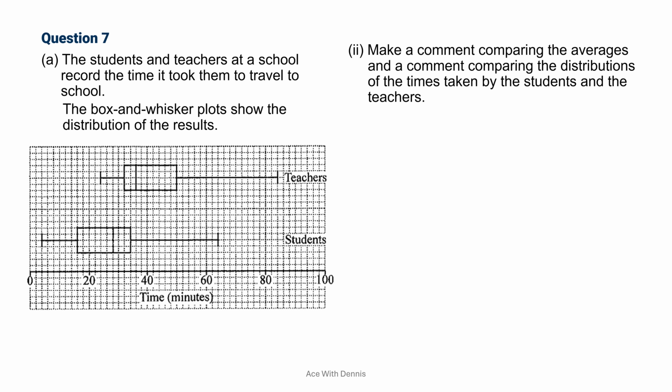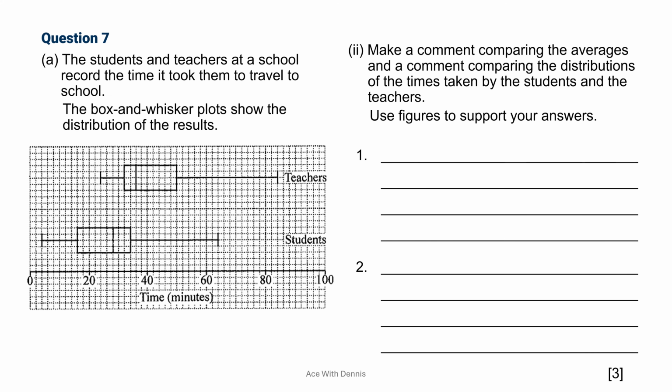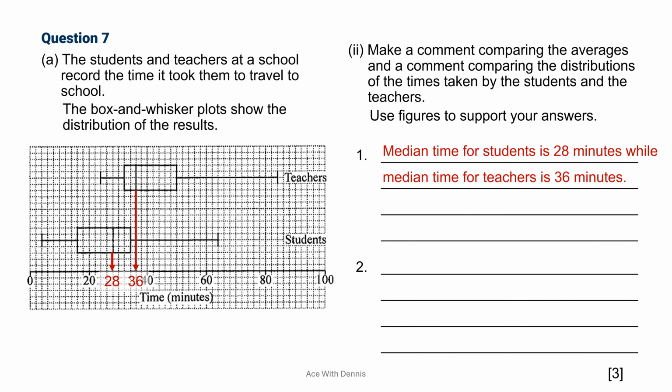2. Make a comment comparing the averages and a comment comparing the distributions of the times taken by the students and the teachers. Use figures to support your answers. 3 marks. To make a comment, we need to compare two things: the median and the interquartile range. Let's look at the median for the teachers. On the diagram, it is 36. The median for the students is 28. We can say that the median time for students is 28 minutes, while the median time for teachers is 36 minutes.